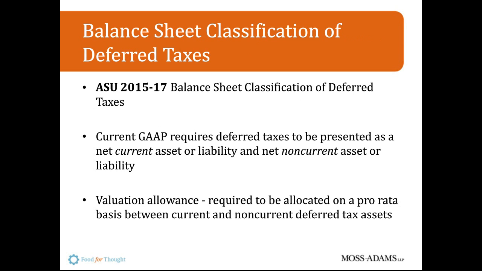The next one I want to cover is ASU 2015-17, and really what this is doing is simplifying how you present any deferred taxes on your balance sheet. So under current GAAP, deferred taxes are generally presented as either a net current asset or liability or a net non-current asset or liability. And you would have to go through an exercise to determine which portion of your deferred taxes are current versus non-current, and you would have generally two different classifications there. And if there's any valuation allowance, you would allocate that on a pro rata basis between current and non-current deferred assets as well.